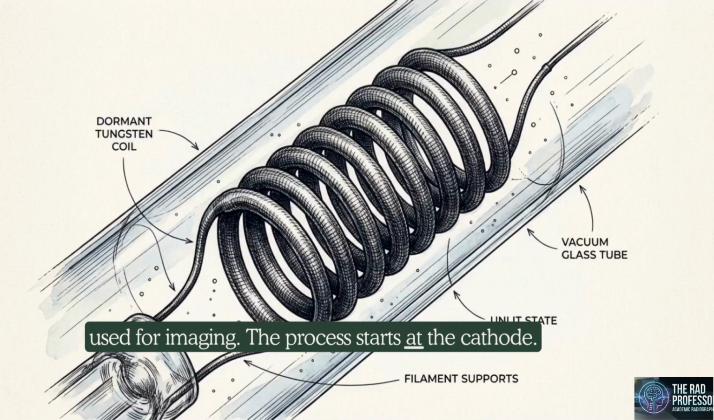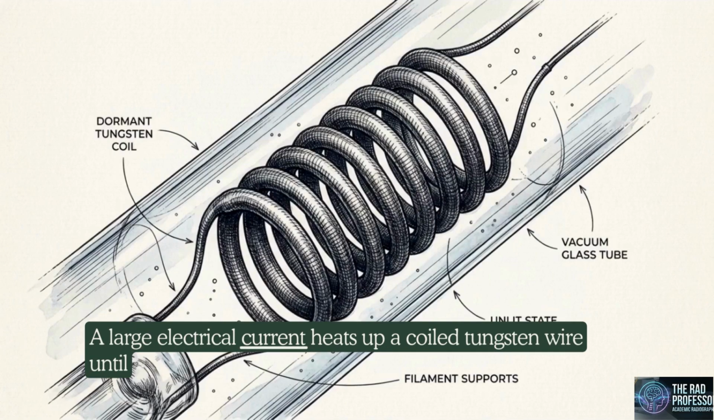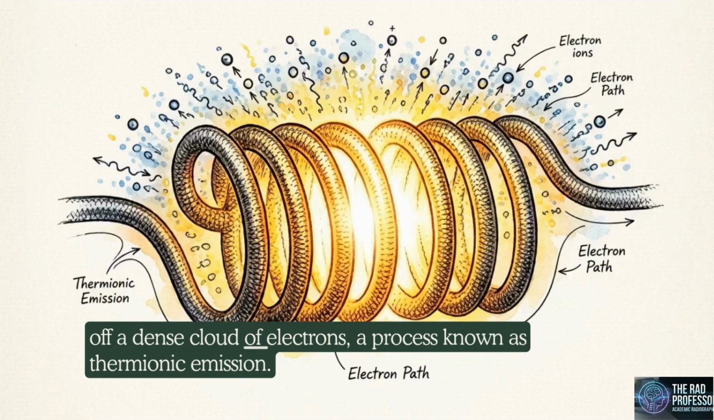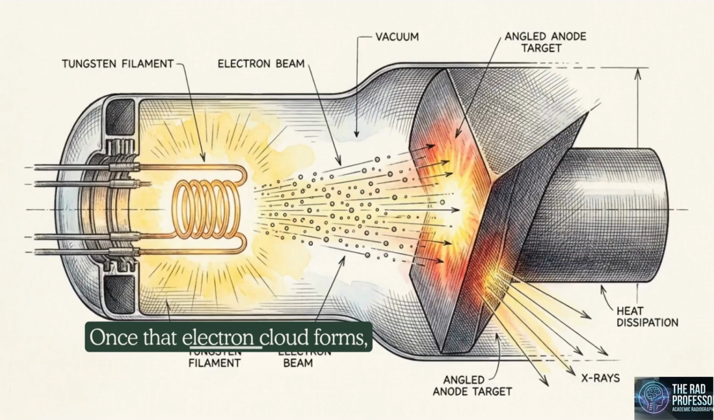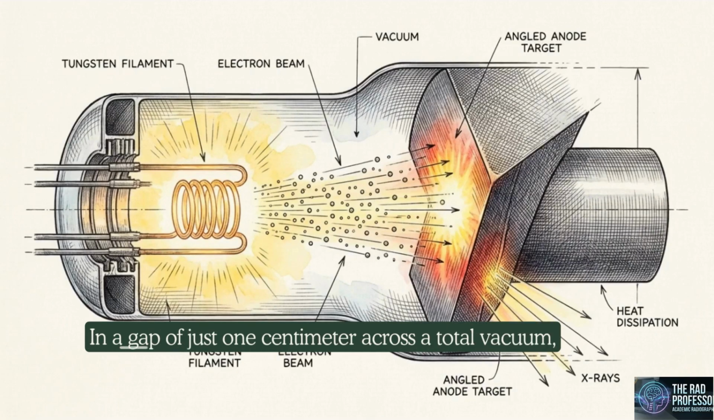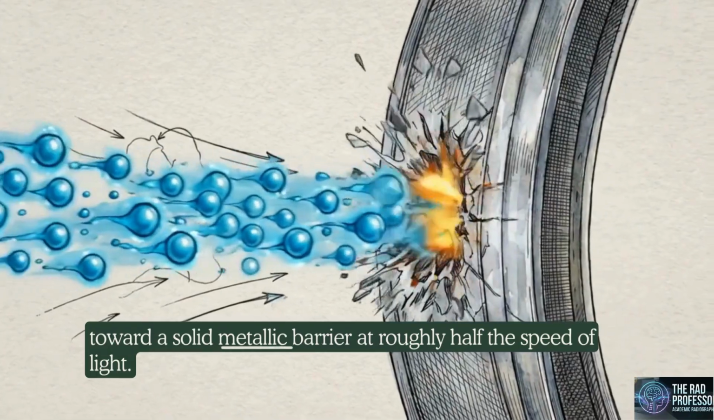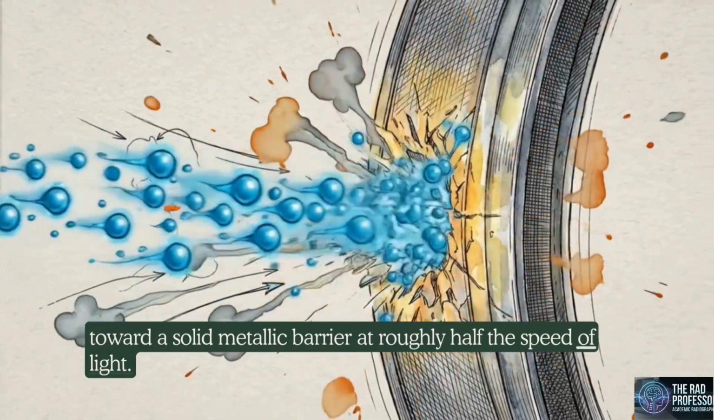The process starts at the cathode. A large electrical current heats up a coiled tungsten wire until it reaches temperatures high enough to literally boil off a dense cloud of electrons, a process known as thermionic emission. Once that electron cloud forms, a massive voltage is applied across the tube. In a gap of just 1 centimeter across a total vacuum, those negatively charged electrons are catapulted toward a solid metallic barrier at roughly half the speed of light.